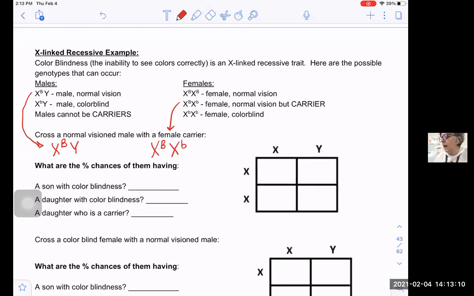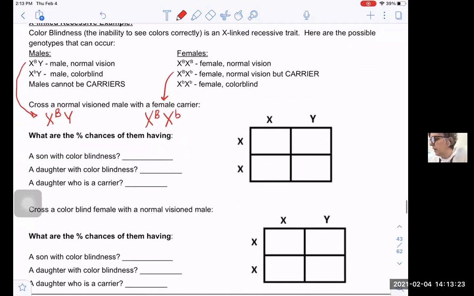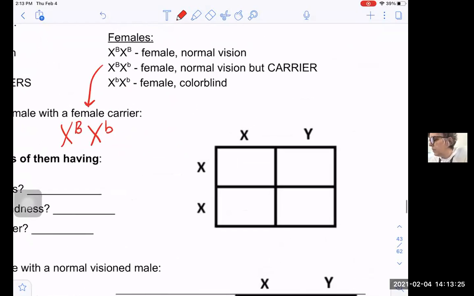All right, and then I set up all these Punnett squares with the X and the Y already for you, because I just want to make sure that you're using the X and the Y. So you just need to add the superscripts. I've done part of the work for you. So dad is normal, mom is a carrier.